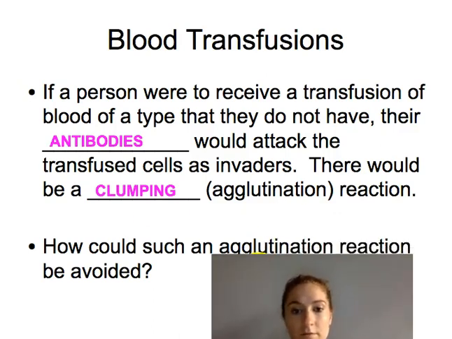All right, so blood transfusions. If a person were to receive a transfusion of a blood type that they do not have, their antibodies would attack the transfused cells as invaders. So you can only get the same blood type that you have, unless it's a certain situation. There would be clumping, a reaction that would occur, and your antibodies in your immune system would attack that blood that does not need to be there.